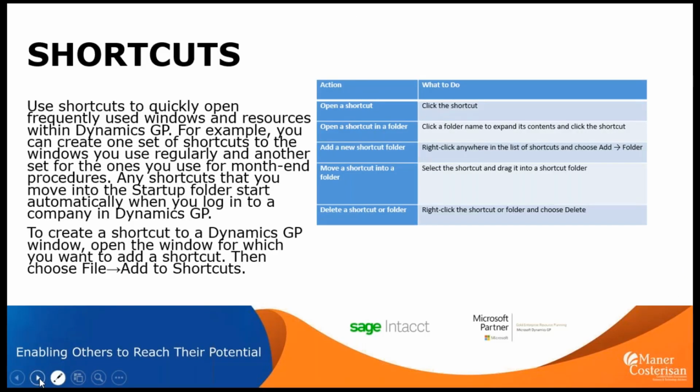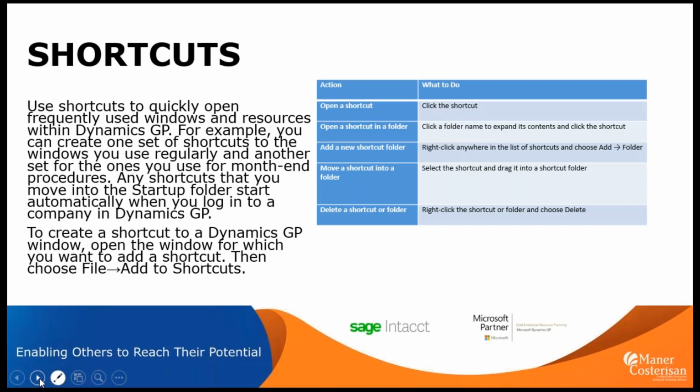Shortcuts. There are many shortcuts you can use. They allow you to open frequently used windows and resources, which for some users, especially who are new, if they don't know where to get to certain areas, it allows them to just add it to their home screen and navigate to that area. It's very easy to add a shortcut, especially when you're on a window. You just go to File, then Add to your shortcuts, and it'll be available on your home screen at any point in time.